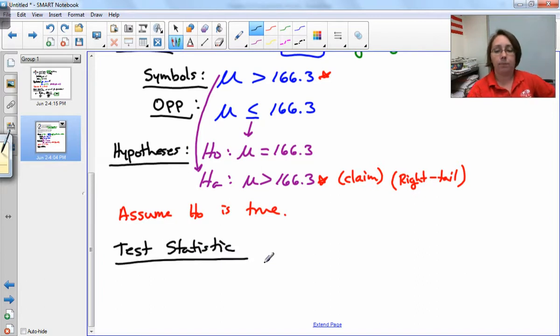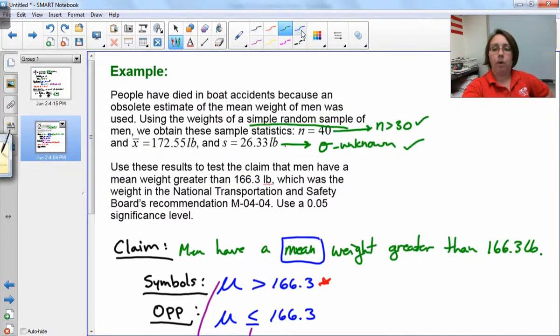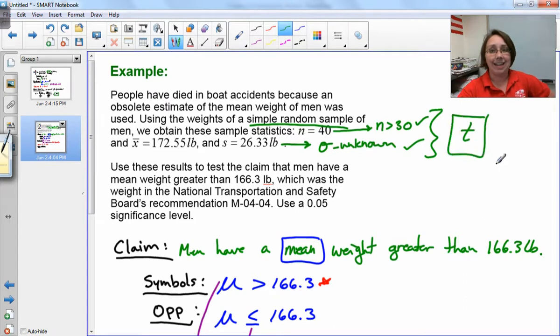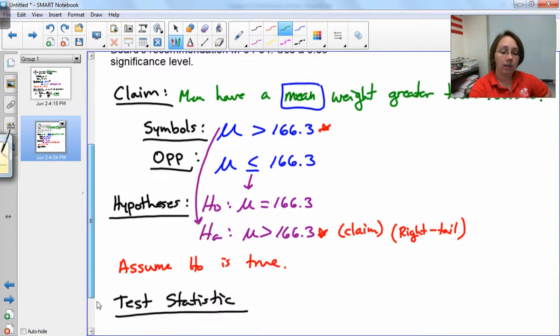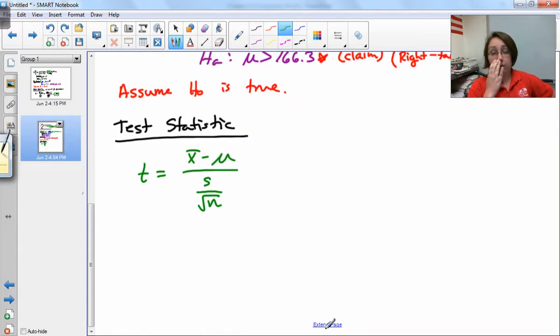Now, what did we say? What test statistic are we calculating here? Well, remember, we had n greater than 30 and sigma was unknown. That is the t-test. So we are going to use t here. Let me scroll down. We're going to do t equals x bar minus mu divided by s divided by the square root of n. Your other choice would have been z, and you would use z if sigma were known.